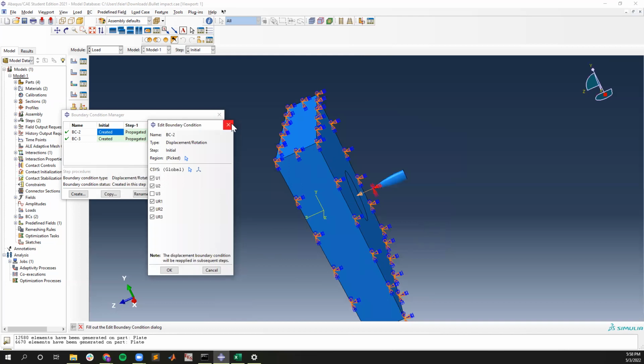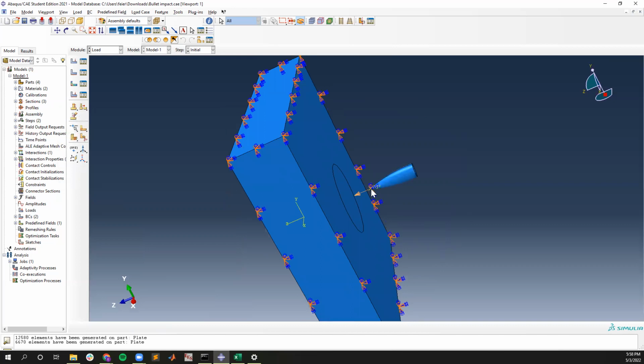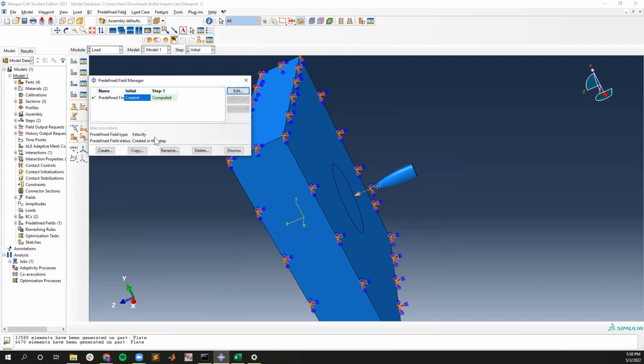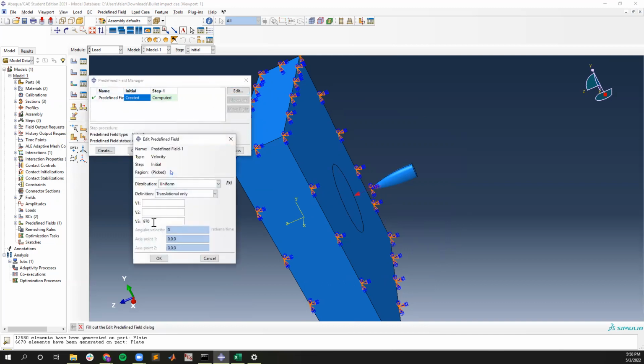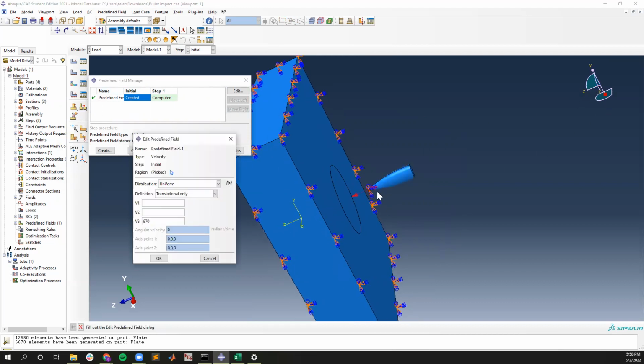Lastly, in the load section, I created an initial velocity for the bullet, specifying the initial velocity for this reference point here, and that's in the predefined field manager. As you can see here, I made an initial velocity of 970 meters per second in the V3 direction, which is the Z direction, and that's the initial velocity that the bullet will have once it hits this plate.